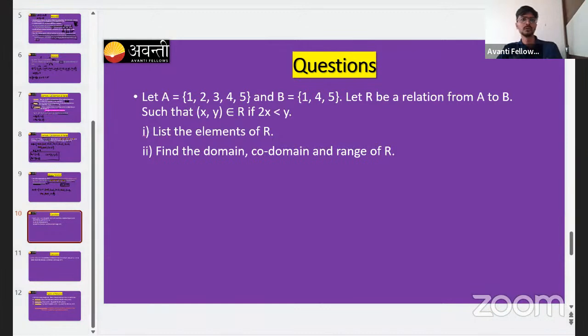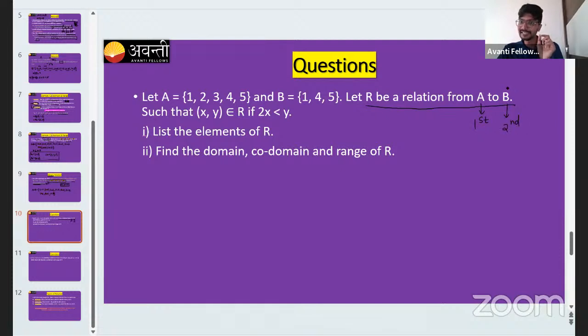So yeah, this is the question. Just understand the question first. There are two sets given, set A and set B. We have done this question, so not to worry. R is a relation from A to B. Now, this is a very important statement. Let me tell you how I think about it. If R is a relation from A to B, it means that my first element should be from set A and the second element should be from set B.